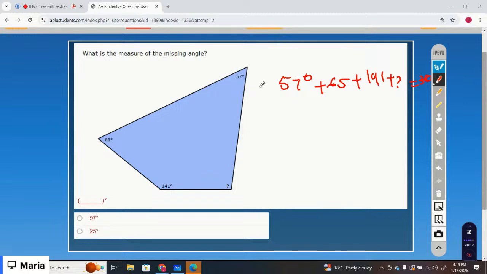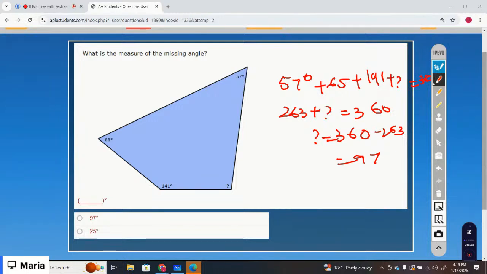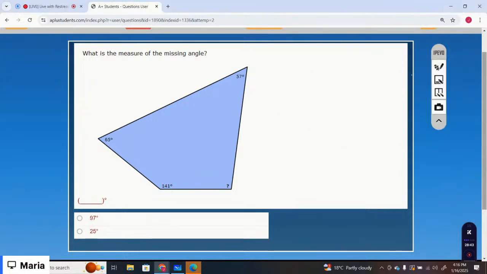So that is 263 plus the missing number equals 360. Subtract the 263 from the other side. That is 360 minus 263. That is 97. The correct option is option number 1. That is 97 degrees. Very good. Option number 1 is the correct option.